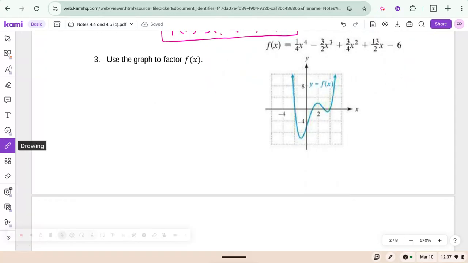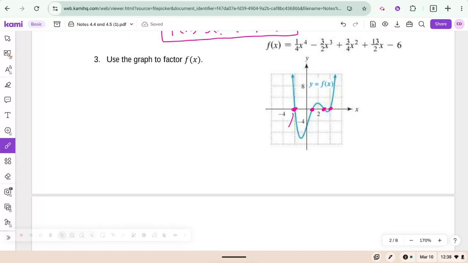Number 3 says use the graph to factor f of x. So f of x is shown, and it's a 4th degree polynomial. So I can expect at the most 4 zeros, and I see that there are 4 zeros. One right here, 1, 2, 3, 4. And it looks like this graph is scaled along the x-axis at least by 2's.